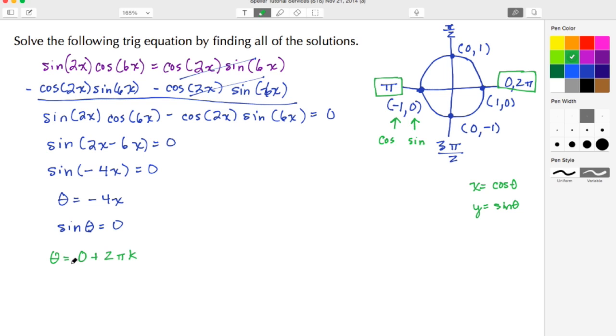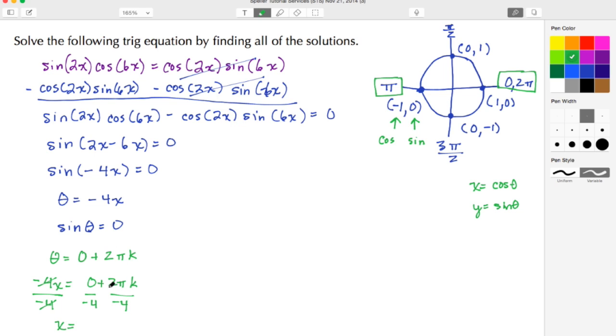So here we're in terms of theta, but we need to put everything in terms of x. So now let's make our substitution. Here we have negative 4x is equal to 0 plus 2 pi k. I want to just solve for x, so I'm going to divide everything by negative 4. Each one of these terms is being divided by negative 4. These negative 4's cancel. So I'm left with x is equal to, well, anytime my numerator is 0, the entire fraction is 0. And here I can simplify.